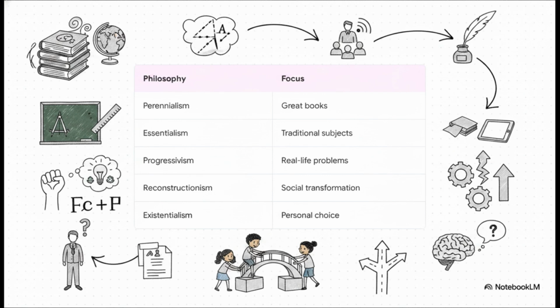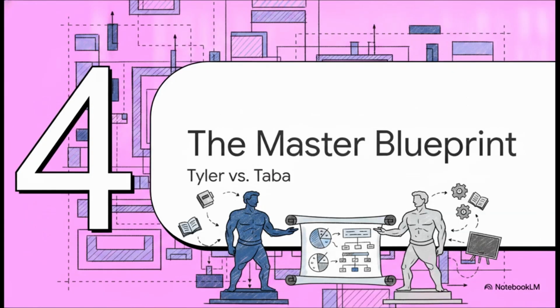Reconstructionism is aiming for social transformation and fixing inequality, and existentialism is entirely centered on personal choice and self-actualization. For your exams, definitely note how progressivism lines up perfectly with modern active learning, while essentialism is your classic traditional academic approach.